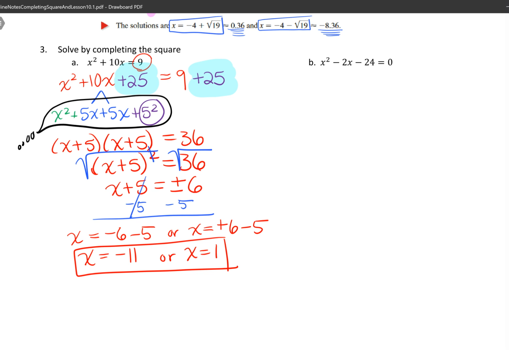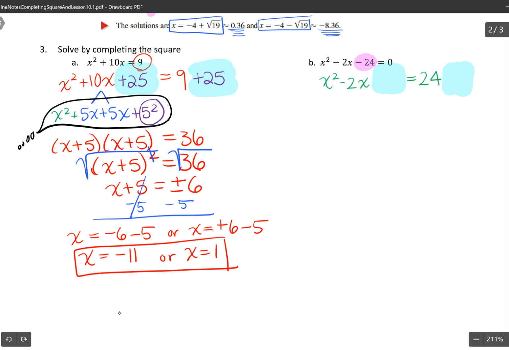All right, let's look at letter B. So first we have to move this. This does not have x's in it, so we want to move it over to the other side. All right, so I have x squared minus 2x, and I'm going to leave my space, equals 24. So I've left my space here to figure out what's that magic number. What's that magic number? So think about what is that magic number we're going to put in there.